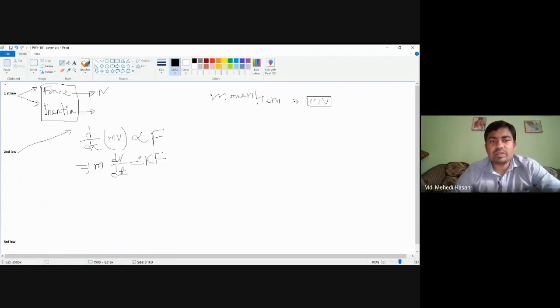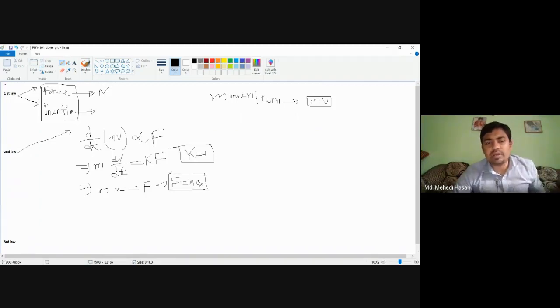Now if the unit of force is 1 newton, mass is 1 kg, and acceleration is 1 meter per second squared, then k is equal to 1. Experimentally it is proven that k equals 1, so the equation becomes m dv/dt, which is the acceleration a, equal to F. So finally F is equal to ma. This is the second law. Now tell me, is force and acceleration a vector quantity or scalar quantity?